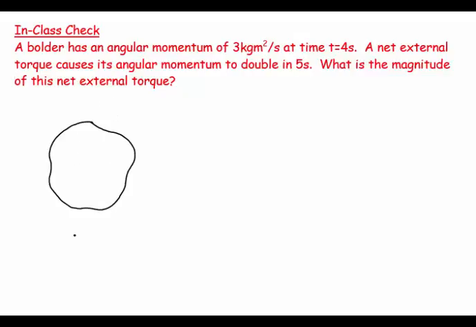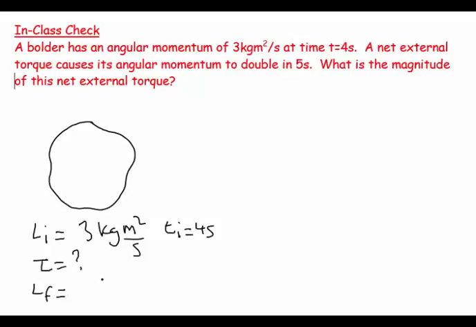and it has an angular momentum, so L initial, if you like, is equal to 3 kg m²/s, and t initial is equal to 4 seconds. And then there is a net external torque, but I don't know what it is, that causes its angular momentum to double, so L final is equal to, well, it was 3, so now it's 6 kg m²/s. It causes it to double in 5 seconds.